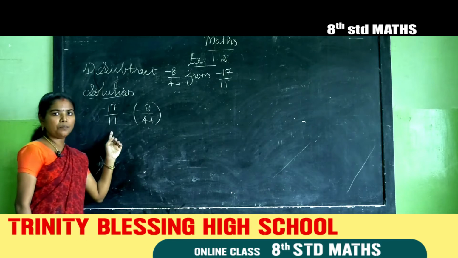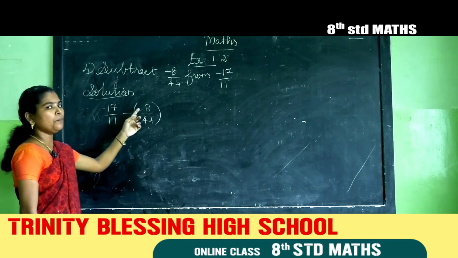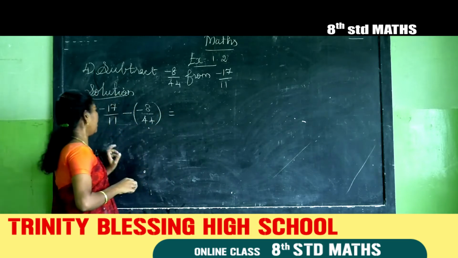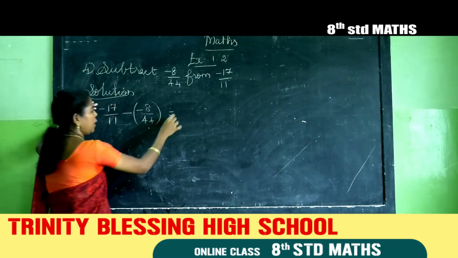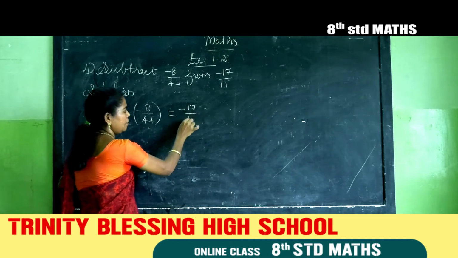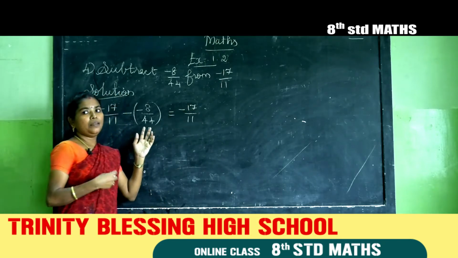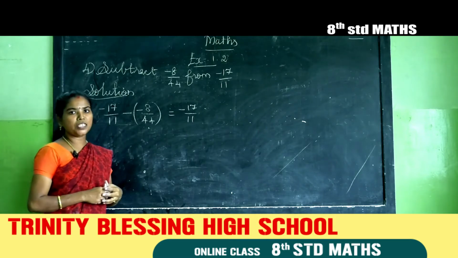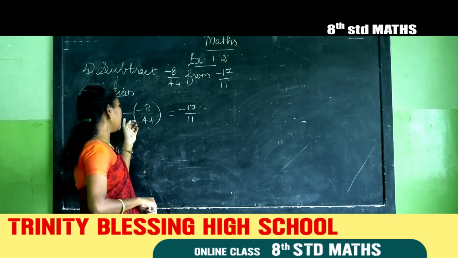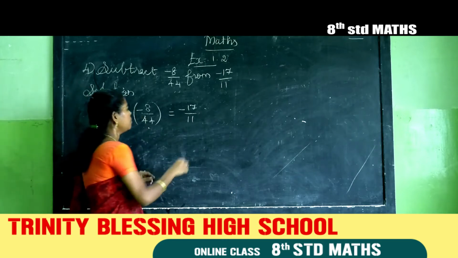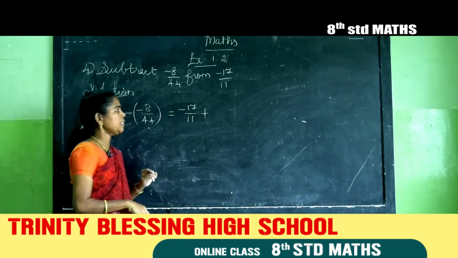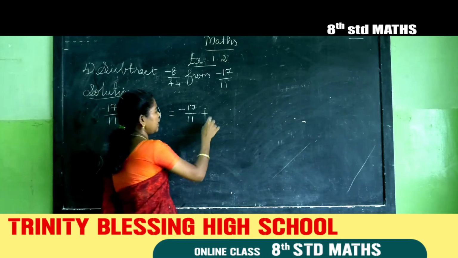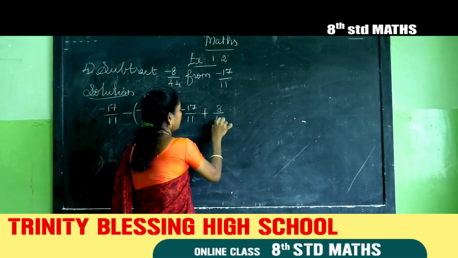Minus 17 by 11 minus of minus 8 by 44, which is equal to, here the first one is minus 17 by 11. Now we have to eliminate the bracket, isn't it? So we have to eliminate the bracket, we have to multiply the symbol. So minus into minus is plus. So we have to put here plus. Then the next one is 8 by 44, isn't it? So we can write 8 by 44.